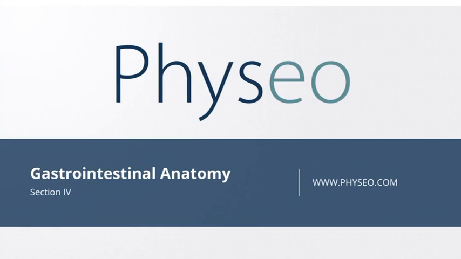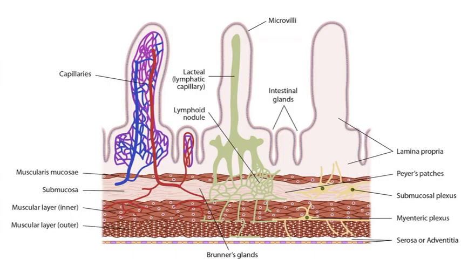Welcome to Section 4 in Gastrointestinal Anatomy. In this section, we will discuss the layers of the gut wall. So let's get started. Here's an image revealing the layers of the gut wall.